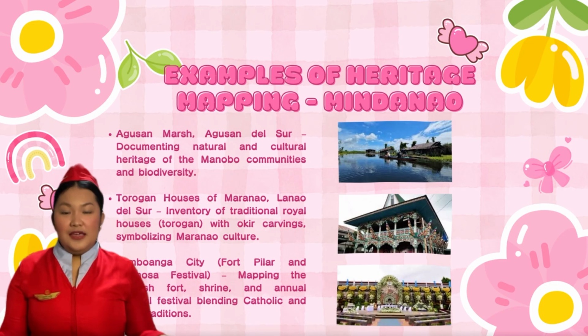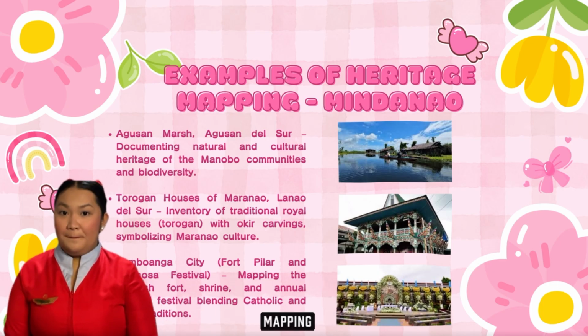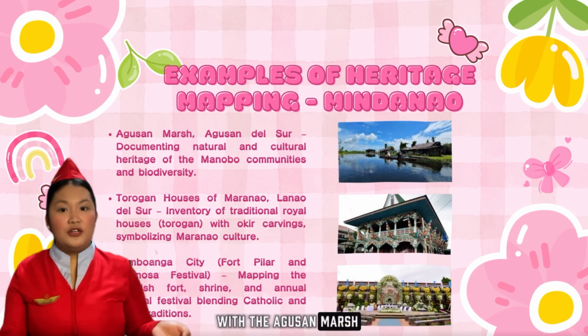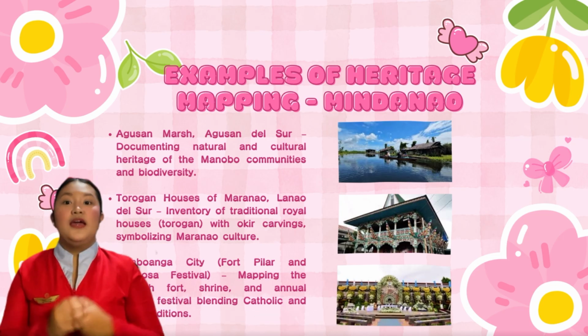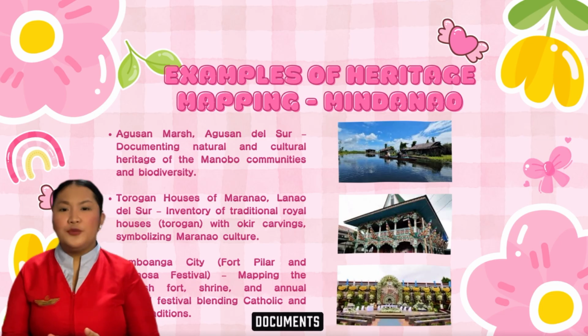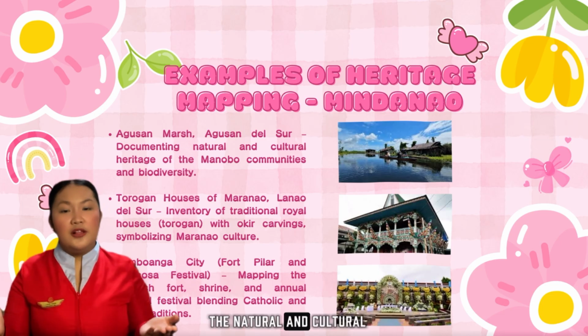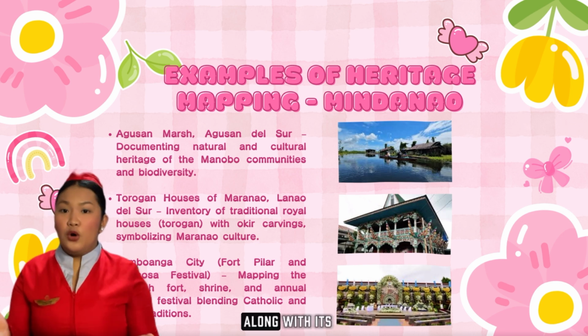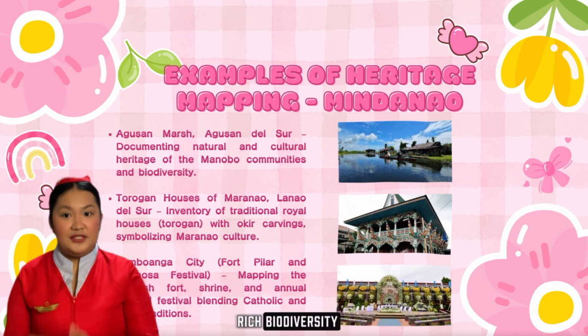And finally, the examples of heritage mapping in Mindanao. So we start with the Agusan Marsh in Agusan del Sur. Heritage mapping here documents both the natural and cultural heritage of the Manobo communities, along with its rich biodiversity.